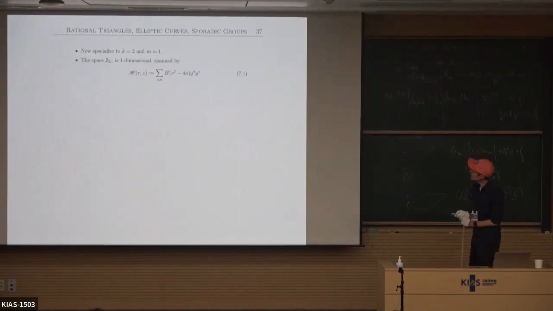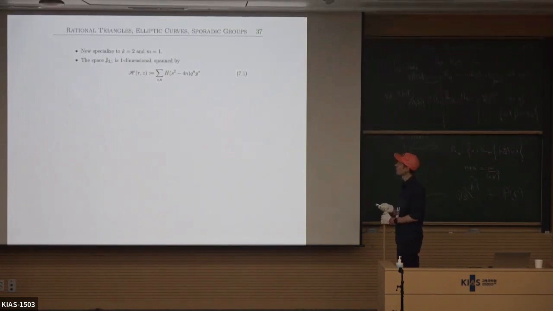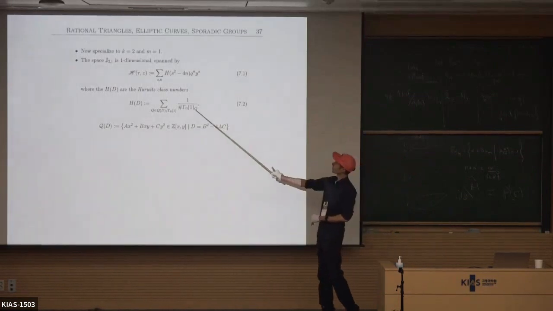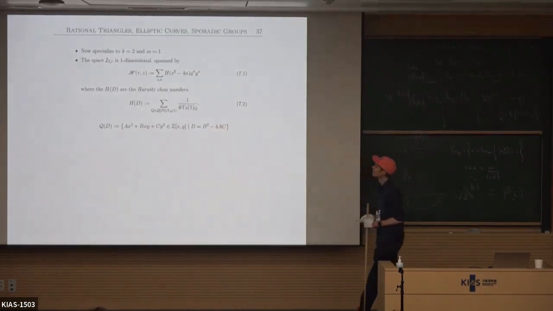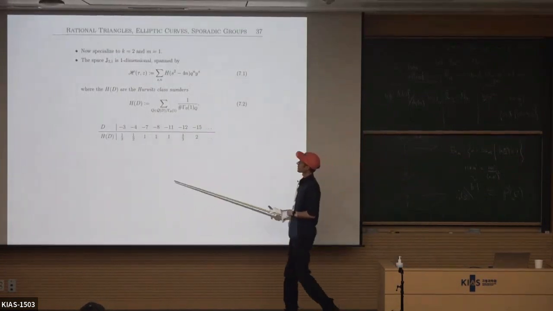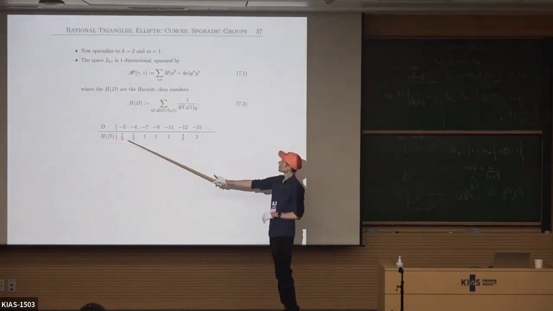What's going on now? It turns out that we don't have to allow growth there, because there is an honest-to-goodness mock Jacobi form of weight 2 and index 1, and it's the generating function of the Hurwitz class numbers. The Hurwitz class numbers are the usual class numbers of imaginary quadratic number fields, but you count them correctly because you weight them by their symmetries. So here's a concrete definition, which I will skip, just to show you them concretely.